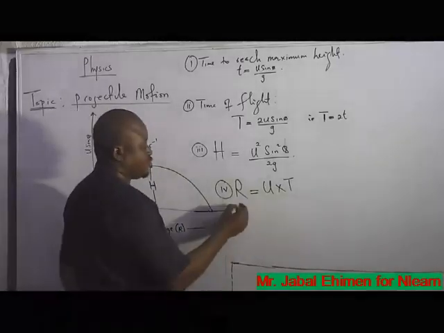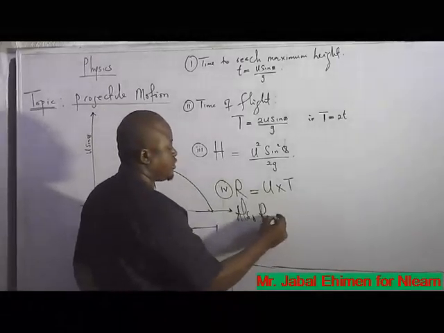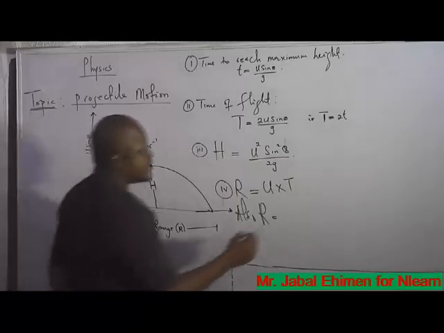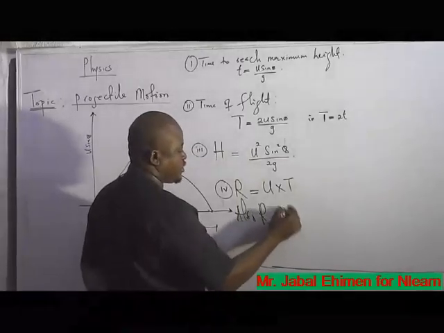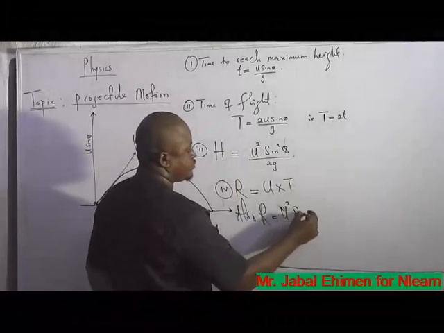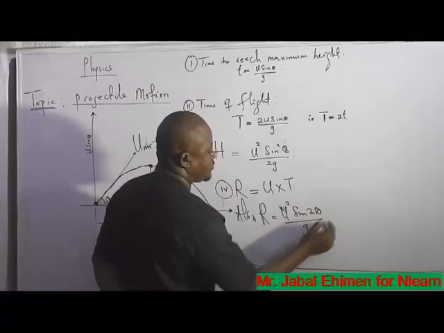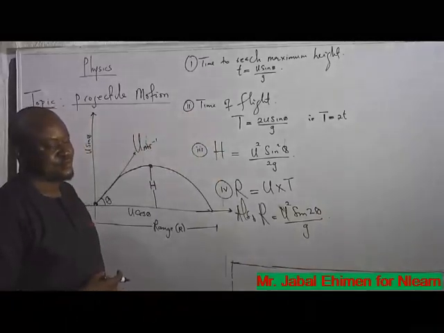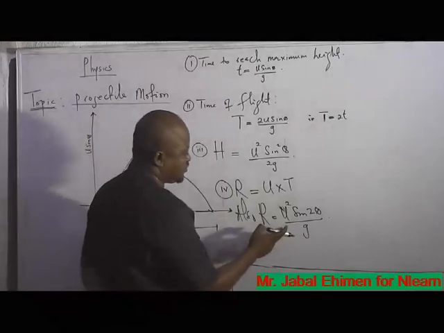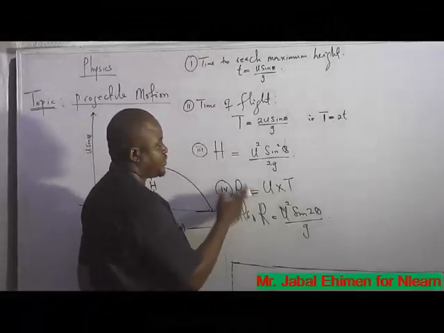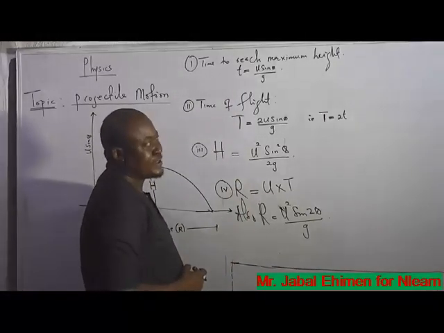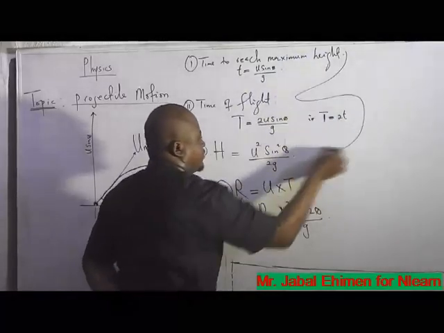Now, the range R, in terms of the angle of projection, is also equal to U squared sine 2 theta over G. Now, this is the range. This is the height of the body, the time of flight, and the time to reach maximum height.